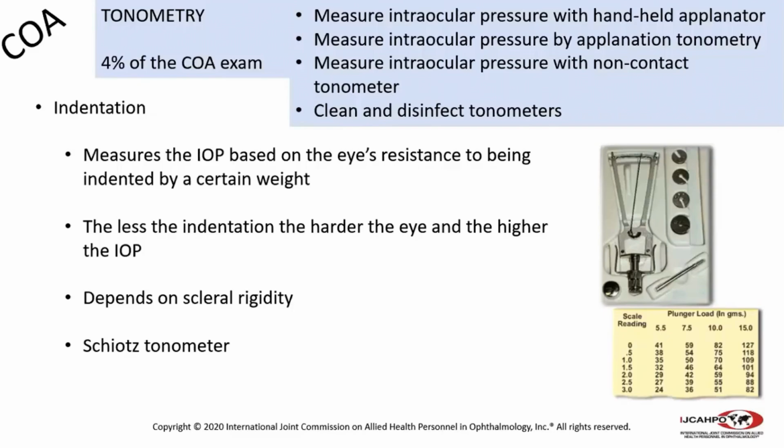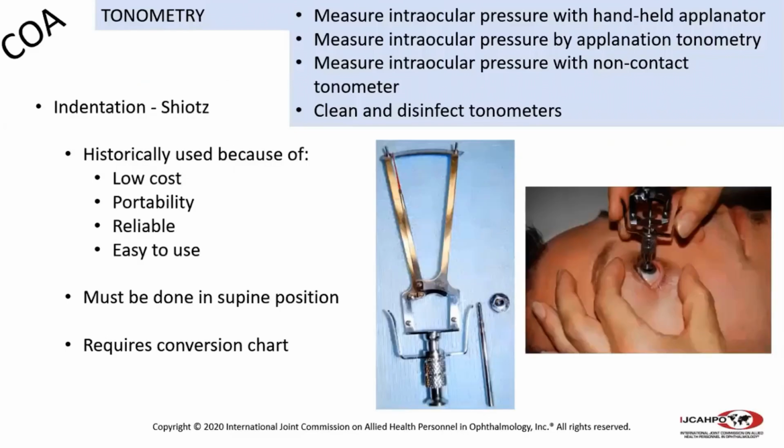First is indentation. This method measures the IOP based on the eye's resistance to being indented by a certain weight. The less the indentation, the harder the eye and the higher the IOP. This depends on a patient's scleral rigidity. The Schiøtz tonometer is an example of indentation. Some advantages of the Schiøtz, and historically it was used because of its low cost, it's very portable, it's reliable, and it's relatively easy to use. It must be done in a supine position, and it does require a conversion chart.